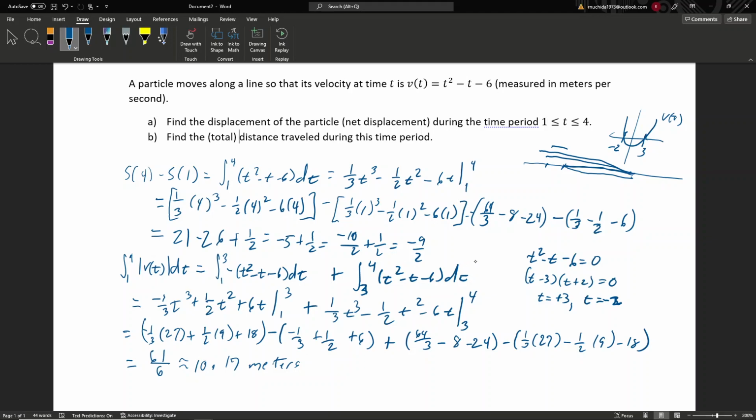So that's the total amount, because for this one, when it first starts out, let's say from 1 second until 3 seconds, the velocity is negative, which means it's going backwards, and then it's going forwards. So let's say it went like this, and then it went like this. Since it went back more than it went forward, we know that the displacement would be negative, but the total distance traveled, when you add up those two distances, is about 10.17 meters.